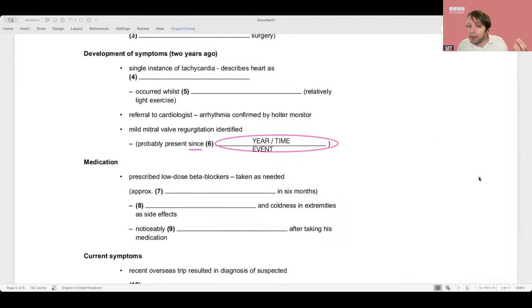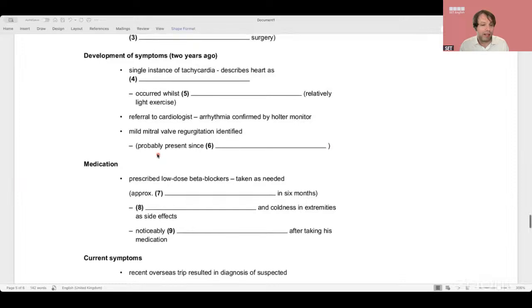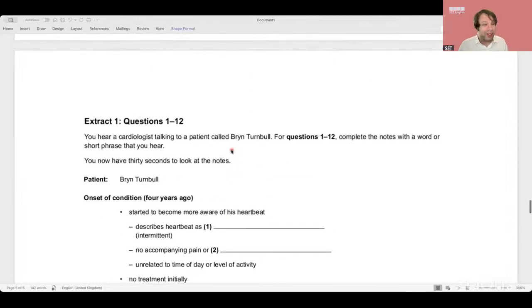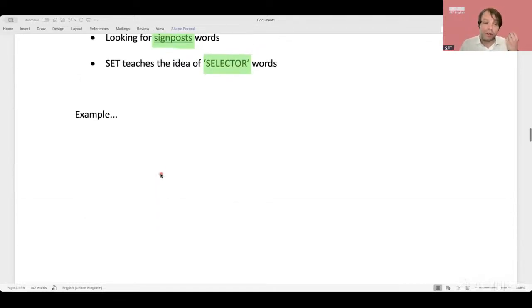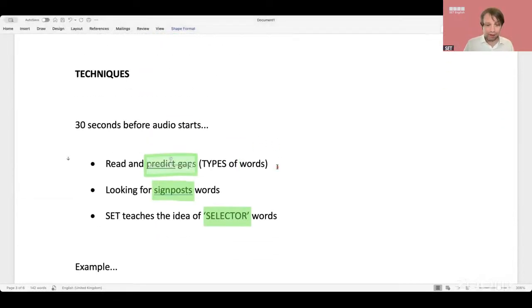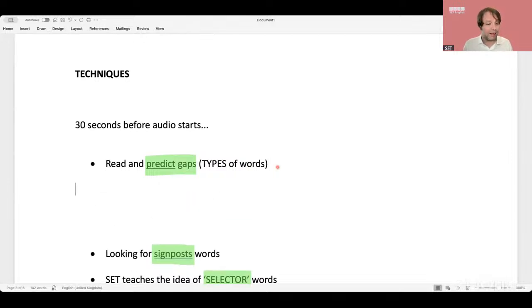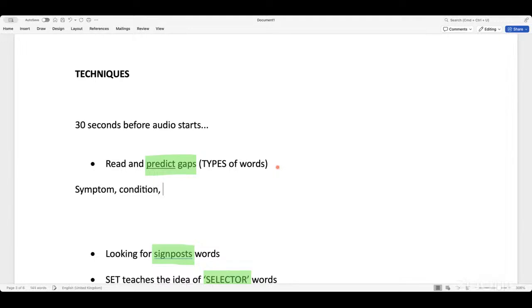So that's what we mean when we're talking about predicting categories. It's as simple as that. Without doing that, we don't really know what we're listening for. So the categories give us a really good guide to what we are going to be listening for. OET always has the same categories, right? It's always a symptom. It's always a condition. What else? Body part. Treatment.